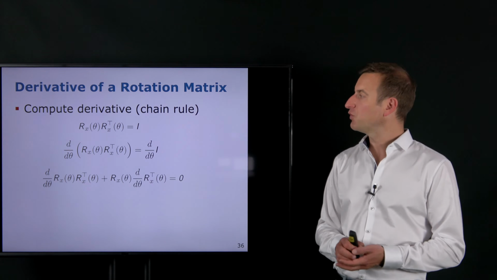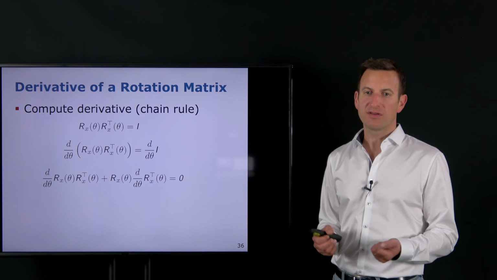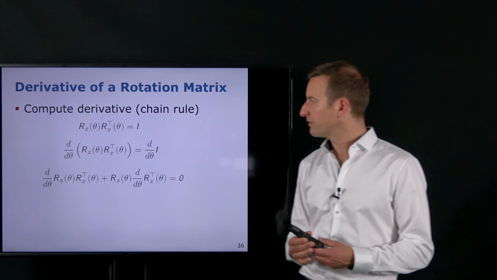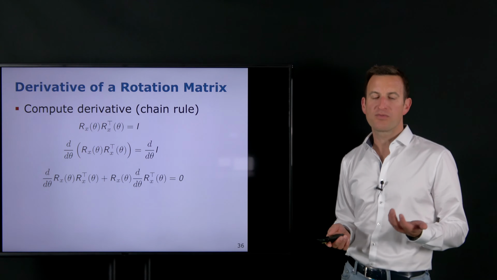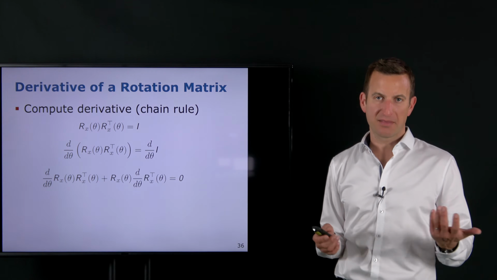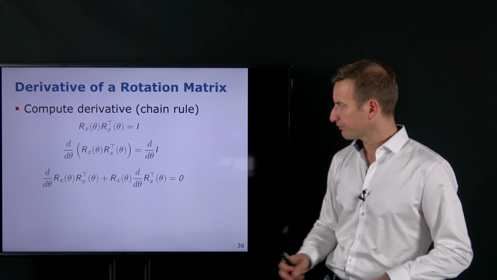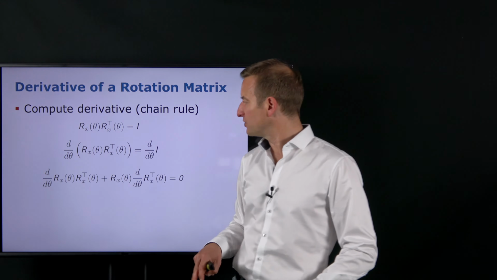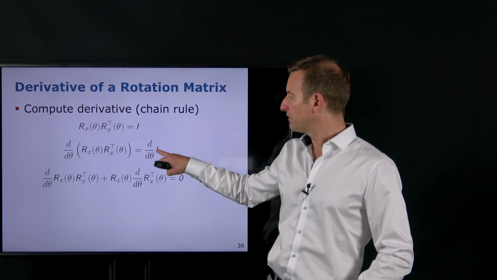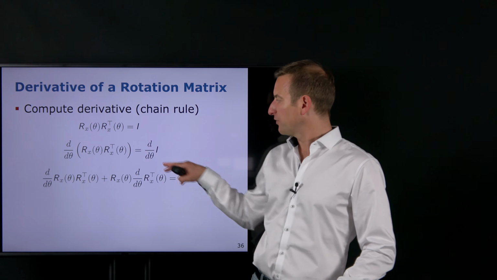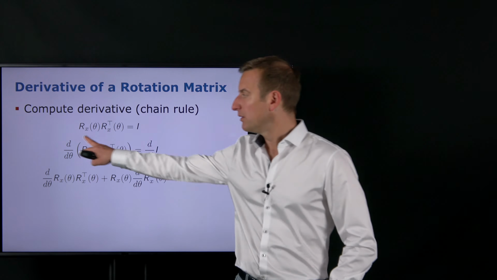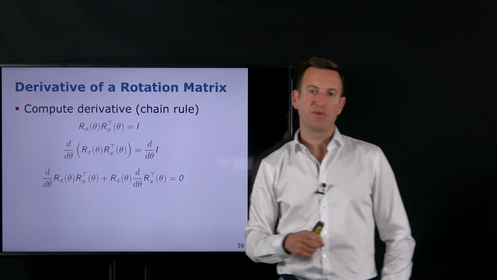And what we can do now is compute the derivative of this expression. So computing the derivative of the left-hand side and of the right-hand side with respect to my angle theta, so my rotation angle. This is the first derivative of this whole expression over here, and this is the first derivative of the identity matrix. The first derivative of the identity matrix is equal to zero. So I know that this expression must be equal to 0.